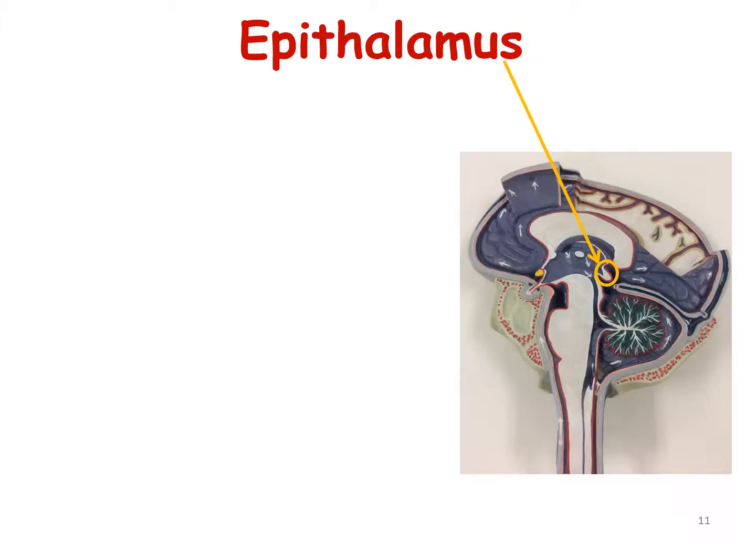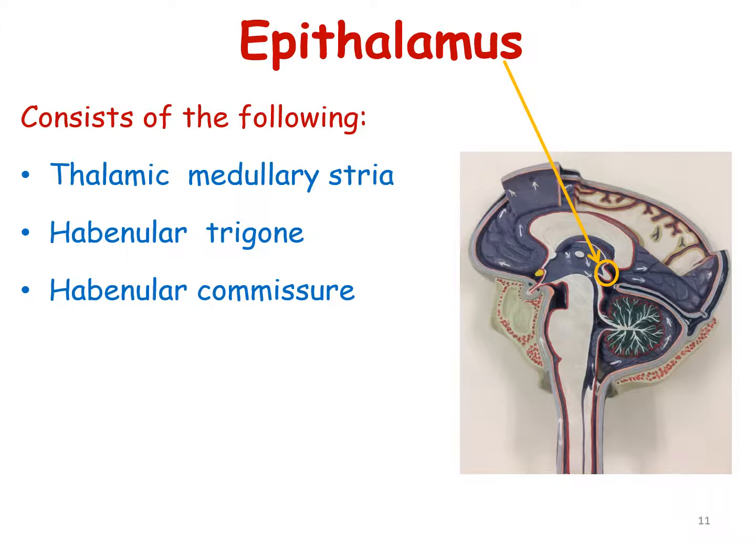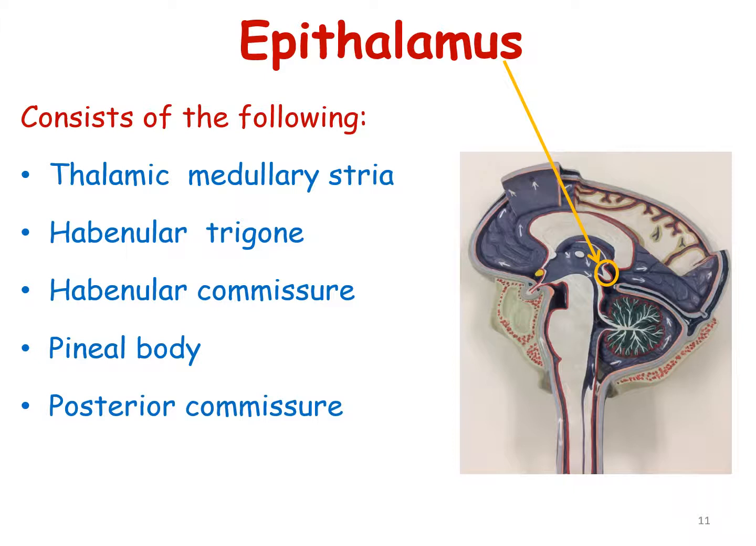The epithalamus. It consists of the following: thalamic medullary stria, habenular trigone, habenular commissure, pineal body, and posterior commissure. The epithalamus functions as a connection between the limbic system and other parts of the brain. Some functions of its components include the secretion of melatonin by the pineal gland, involved in circadian rhythms, and regulation of motor pathways and emotions.